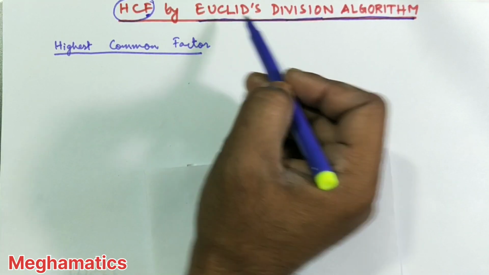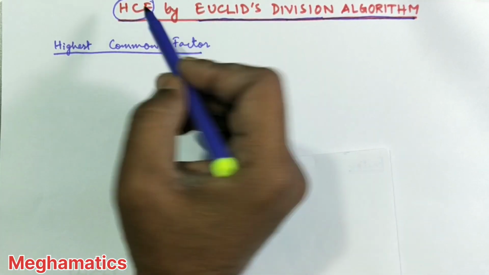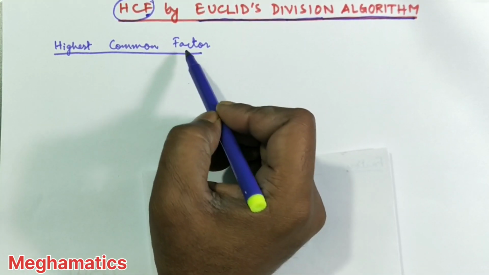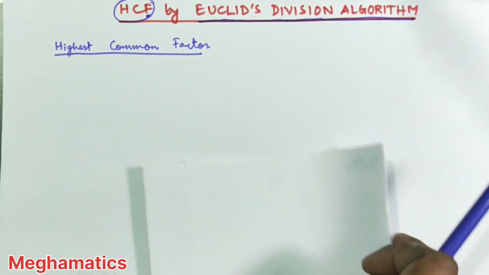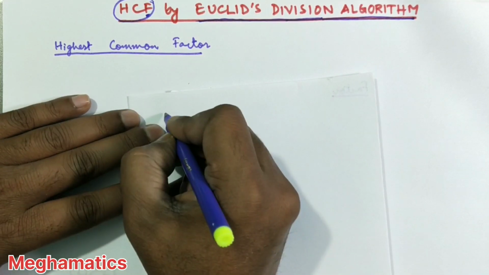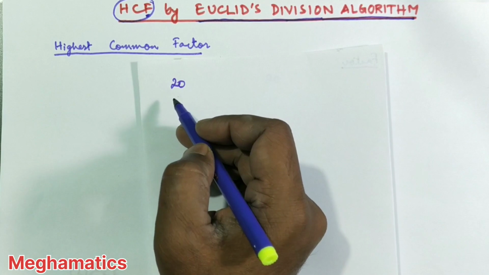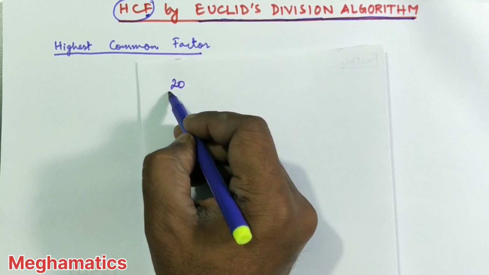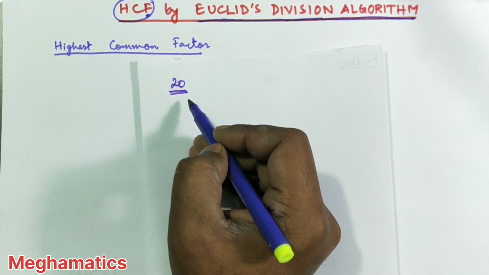Before understanding Euclid's division algorithm, first we'll learn what HCF is. The full form of HCF is highest common factor. Here first we'll learn about the factor, then the common factor, then the highest common factor. Suppose we have a number, like 20. What are the factors of 20? Factor means a number by which we can divide this number and the remainder should be 0.